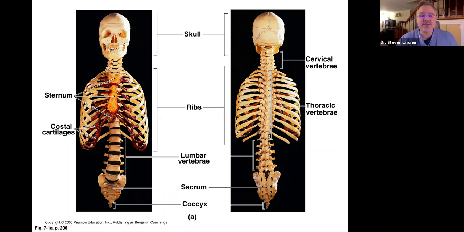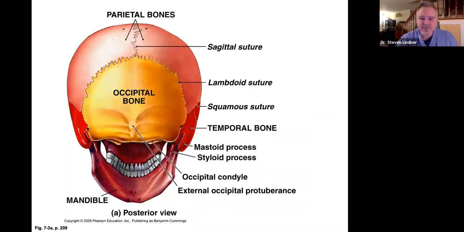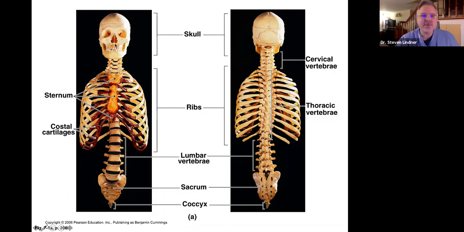All right, so what is that made up of? We have the skull, we have the spine, we have the sacrum and coccyx, we have the sternum, and we have the ribs. So pretty much everything in the center is the axial skeleton.